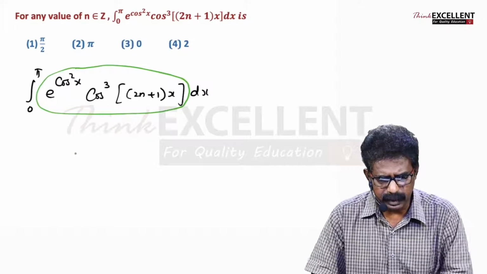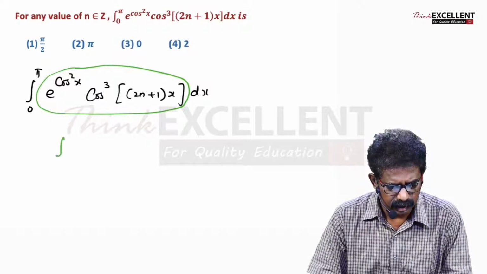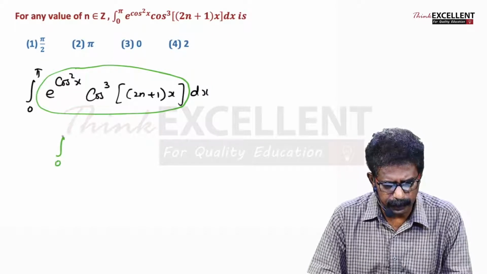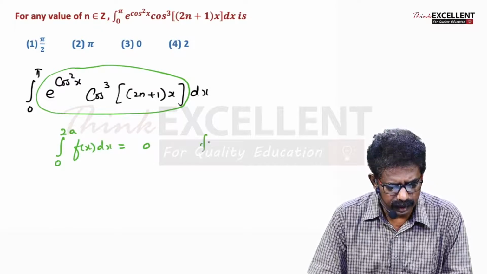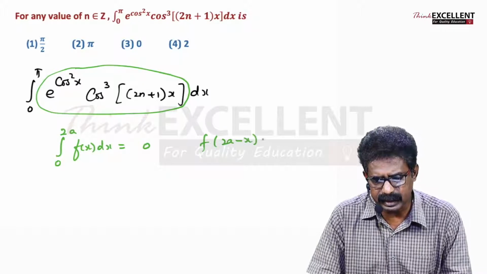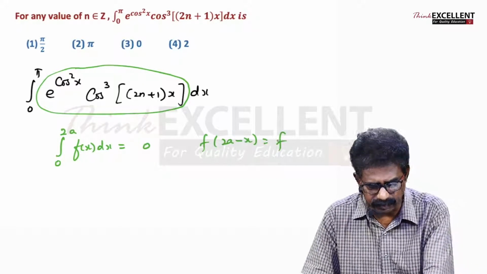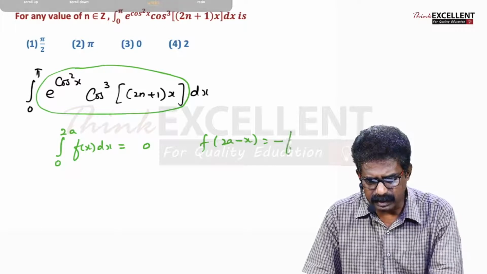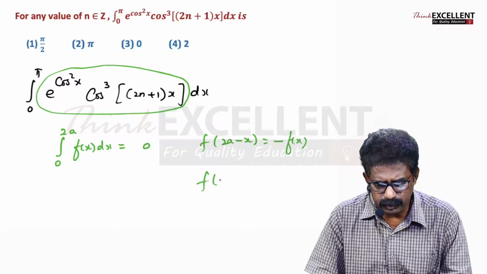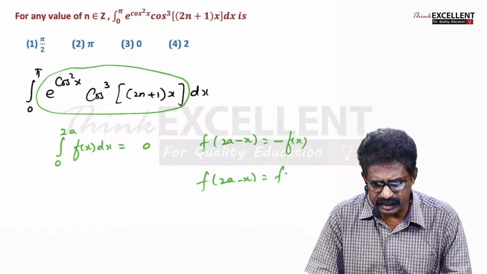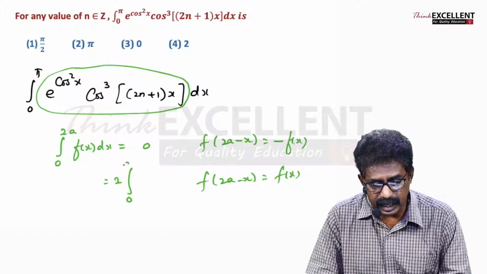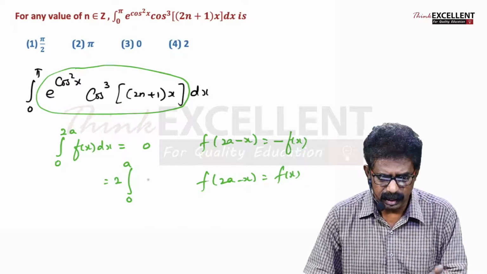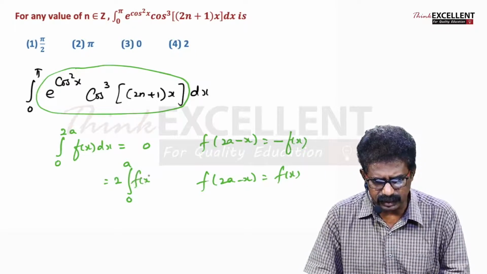So we take that part as f(x). So there is a formula: the integral from 0 to 2a of f(x) dx is equal to 0 when f(2a minus x) is minus f(x). When f(2a minus x) is f(x), its value will be 2 times the integral from 0 to a of f(x) dx. Okay, so this is a property.